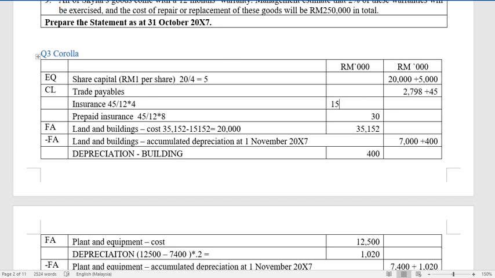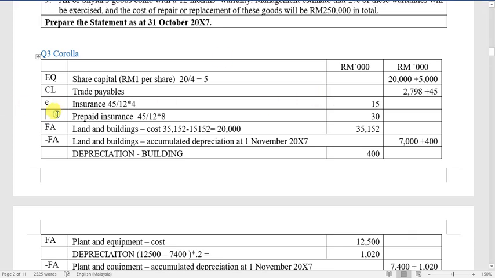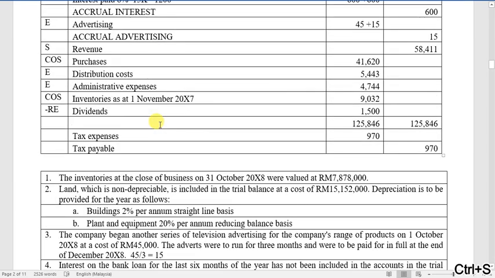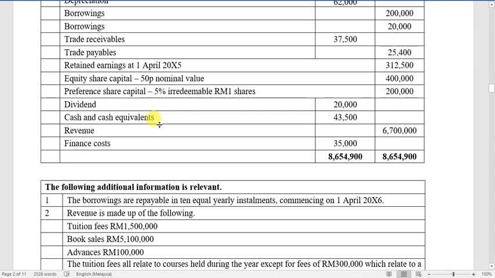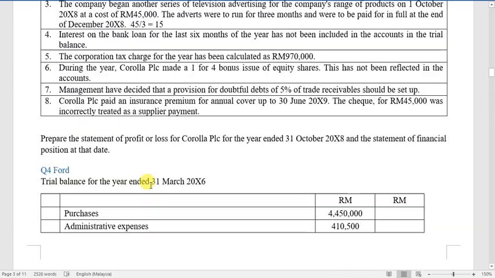Okay, so this is expenses, this is current asset. Okay or not? So this is your questions 3. Done? Anything? Done, right?